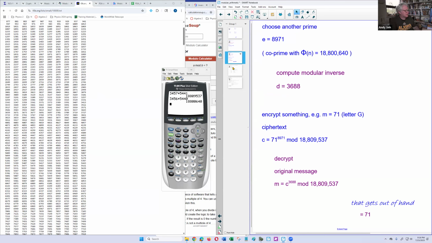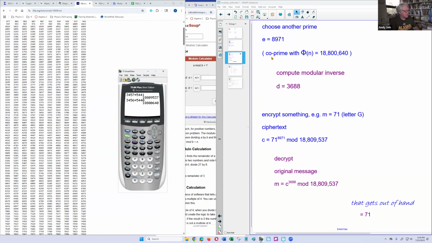And then I compute the modular inverse with the help of the coprime. You might be familiar with what an inverse is. For example, 4 has the inverse of 1/4 because 4 times 1/4 is 1. Okay. 15 has the inverse of 1/15. 15 times 1/15 is 1, and so on. So something similar happens here with the modular inverse.